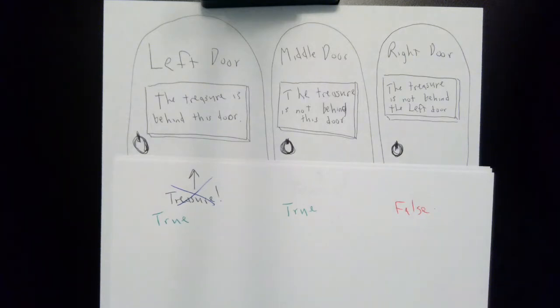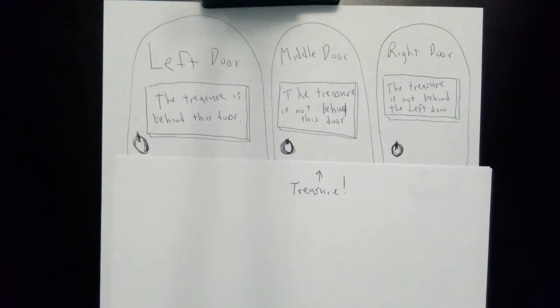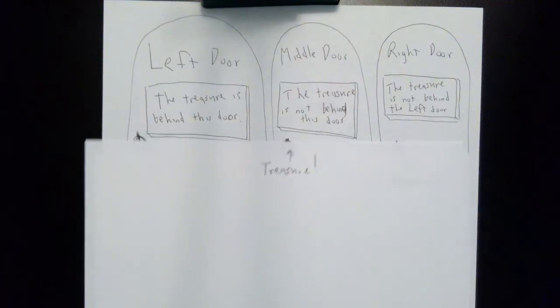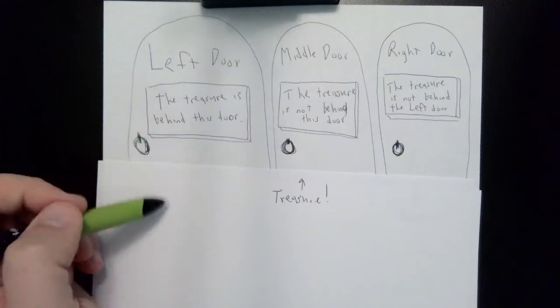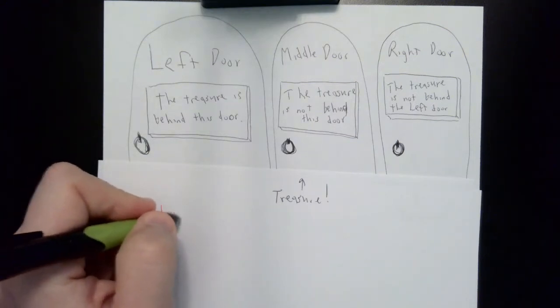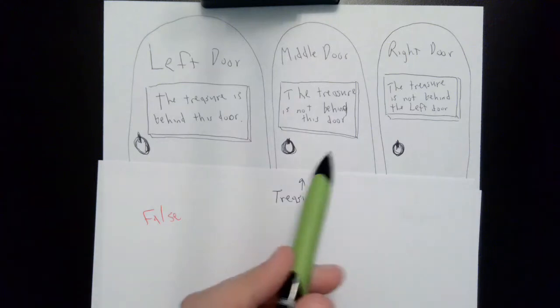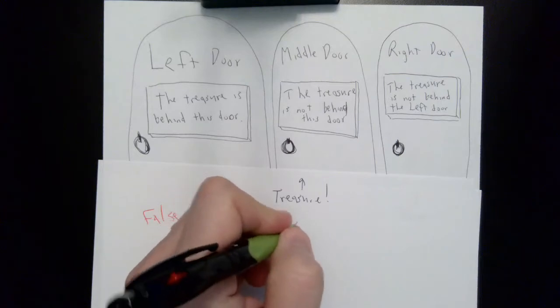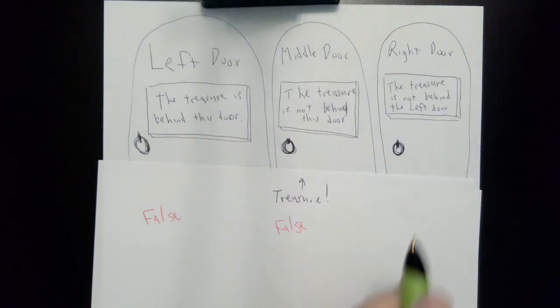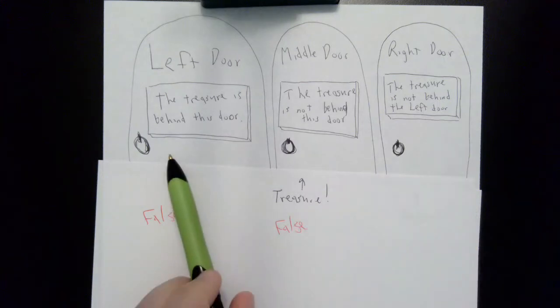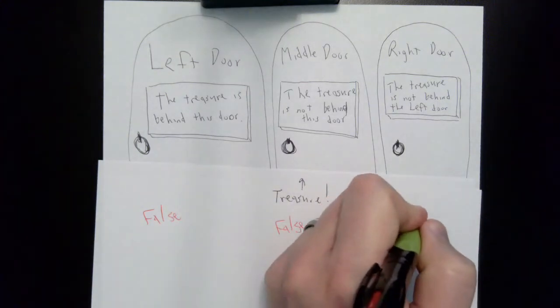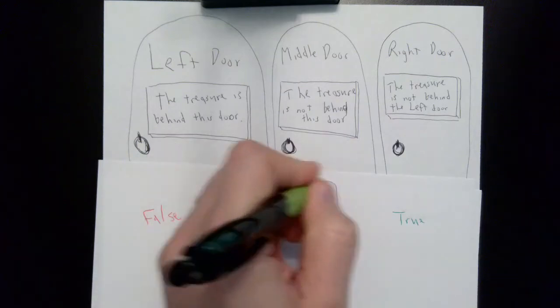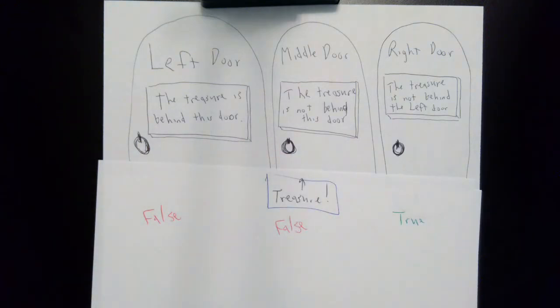All right, so let's try our second option. Suppose that the treasure is behind this middle door. Then the left door's statement, the treasure is behind this door, is false, because it's behind the middle door. What the middle door says is false, because it says the treasure is not behind here. And on the right door, the treasure is not behind the left door. The treasure isn't behind the left door in this case, so this is true. So I believe the treasure should be behind the second door. To be absolutely certain, I'm going to check the other case, and then I'll have checked all the possibilities and know for sure it must be the middle door.